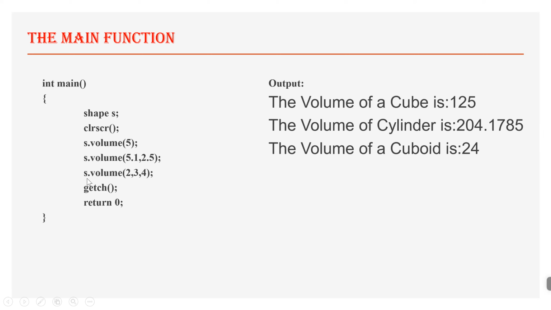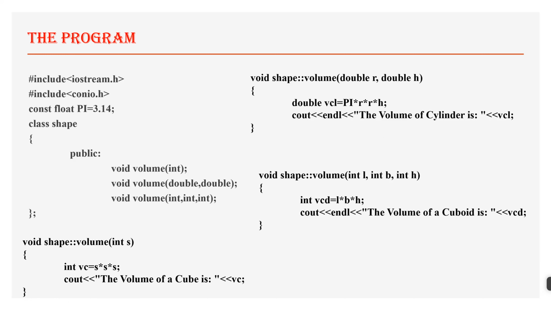Just look at here. S dot volume of 2, 3, 4. What is the number of arguments? Number of arguments here is 3. And all the three arguments are integer arguments. So now let us look at here. Integer, but number of argument is 1. So this function will not run. Double, double. There are two arguments. So this also will not work.